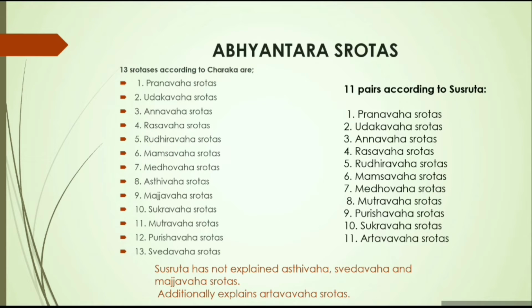Abhyantara Shrotas are 13 in number according to Charaka and 11 pairs according to Shushruta. The 13 Shrotas according to Charaka are Pranavaha, Udakavaha, Annavaha, Rasavaha, Rudhiravaha, Mamsavaha, Medavaha, Astivaha, Majjavaha, Shukravaha, Mutravaha, Purishavaha and Svedavaha Shrotas. Whereas in Shushruta, the 11 pairs are Pranavaha Shrotas, Udakavaha Shrotas, Annavaha Shrotas, Rasavaha Shrotas, Rudhiravaha Shrotas, Mamsavaha Shrotas, Medovaha Shrotas, Mutravaha Shrotas, Purishavaha Shrotas, Shukravaha Shrotas and Artavaha Shrotas.